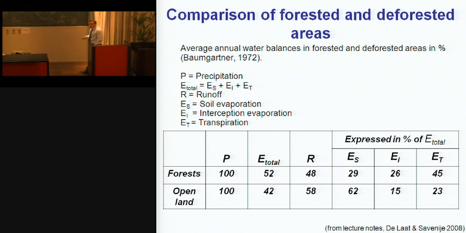Is that clear why we have much more of this type of evaporation in forests when compared to open land? Did I explain well? Somebody wants to repeat that? At this time of the day it's maybe wise to double check if you really understood. Why is there more in the open catchment and the open land? Why is there much more soil evaporation than transpiration?